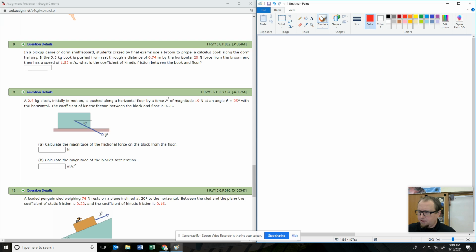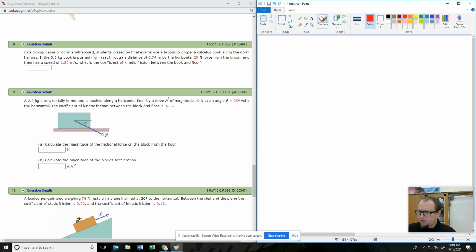All right, let's get into number 9. Number 9 starts dealing with 9 and 10. I looked at kind of the records of how long these ones take. These ones are a little bit tougher. So look at number 9. We got ourselves a box, and we're going to push it into the ground. We push it with 19 newtons at 25 degrees, and the box is 2.6. So 2.6 times 9.8 is 25.5.